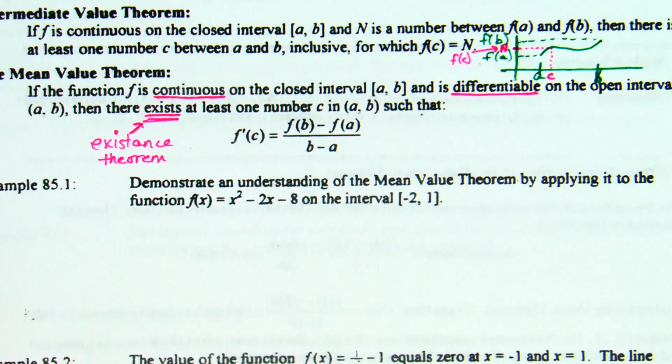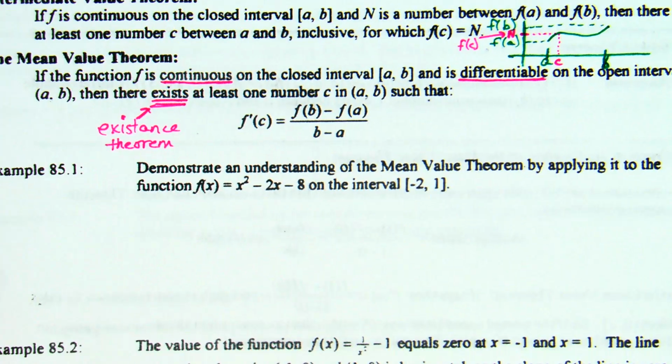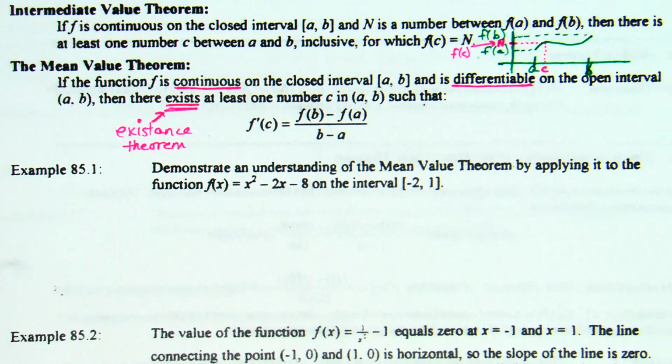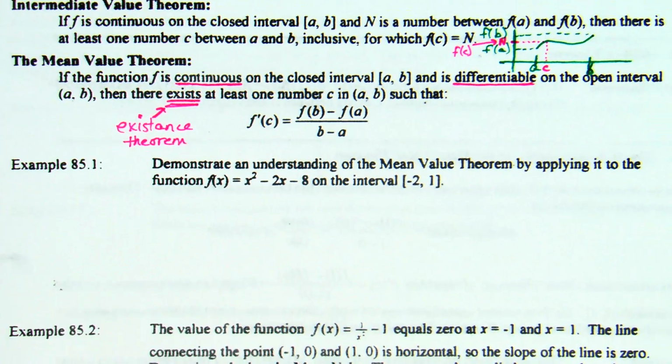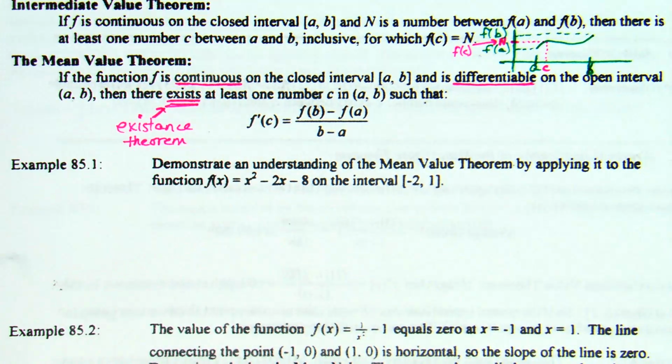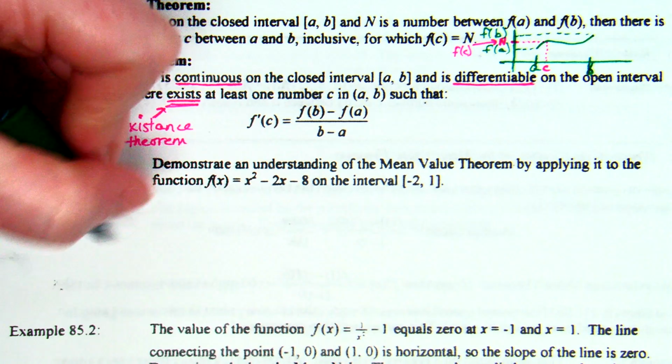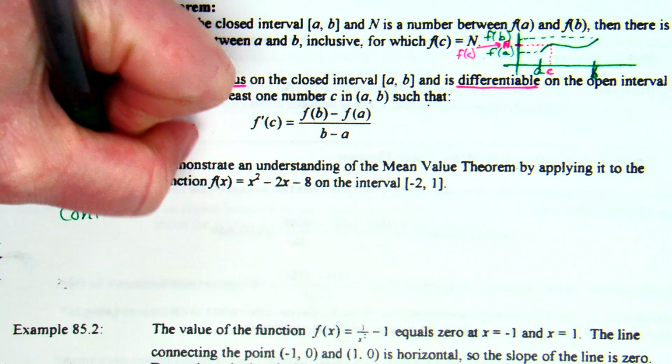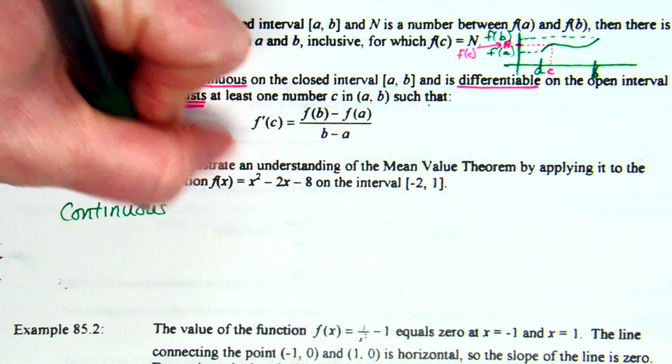So if we look at example 1, demonstrate an understanding of the mean value theorem by applying it to the function f of x equals x squared minus 2x minus 8 on the interval negative 2 to 1. I underlined two key words in the mean value theorem that we have to verify before we can even continue. The first word was continuous. I can only continue with this problem if f of x is continuous.